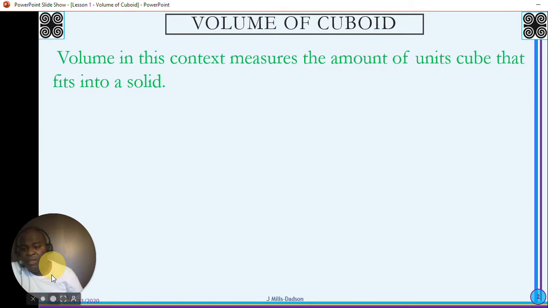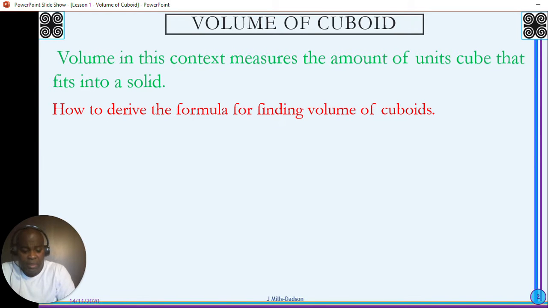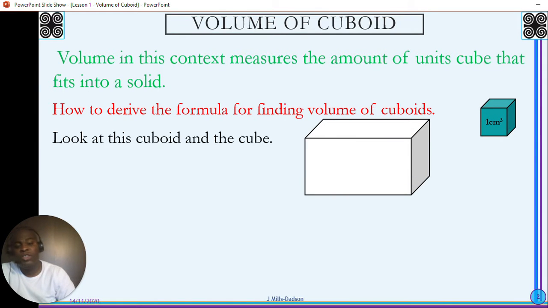Okay, volume, let's think of it as the amount of units cubed that fits into a solid. What do I mean by that? Look at these two shapes. I have a cuboid and a 1 cm cube. It's 1 cm because each side is 1 cm.